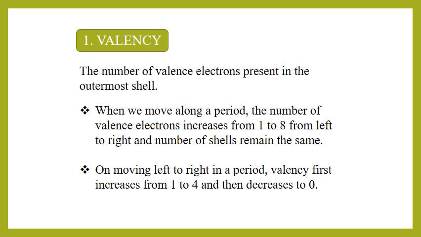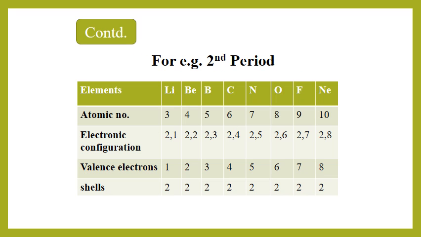When we move in a period from left to right, we can see the atomic number also increases and valence electrons also increase, but the number of shells remains the same. On moving left to right in a period, valency first increases from 1 to 4 and then decreases to 0. Here we have an example of period 2. We have the elements lithium, beryllium, boron, carbon, nitrogen, oxygen, fluorine and neon.